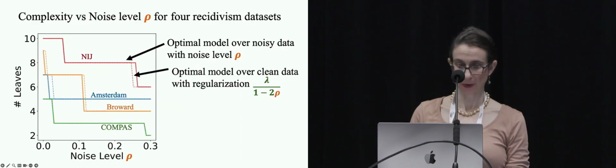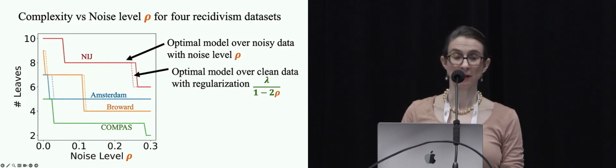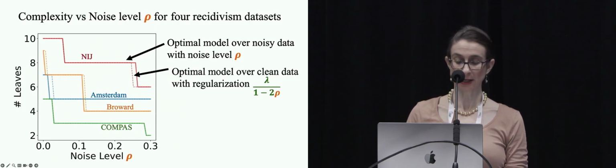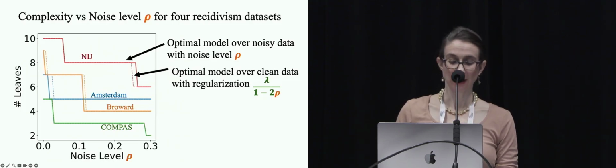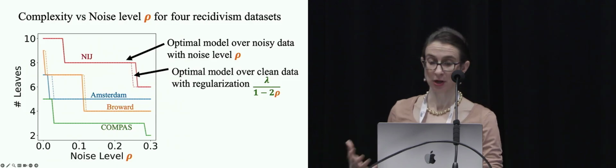Okay, so what I'm showing you is complexity measured by the number of leaves in the tree versus the noise level rho for 4 recidivism data sets, and they're right here, okay? 4 data sets right there. And then the solid line is the optimal model over the noisy data, and then the dashed line is the optimal model over the clean data with the extra regularization.